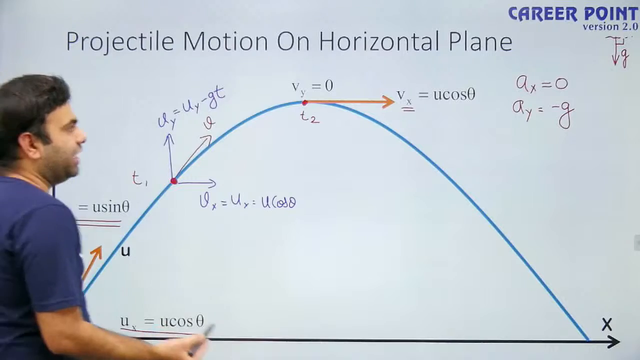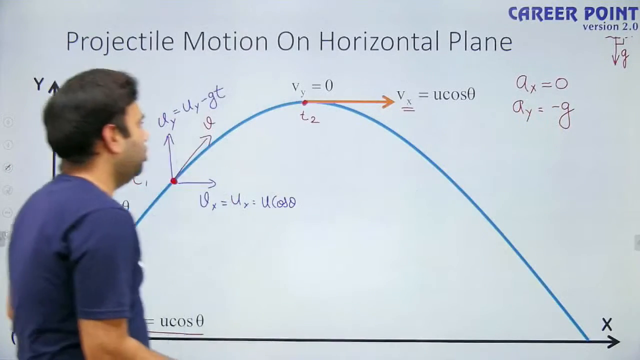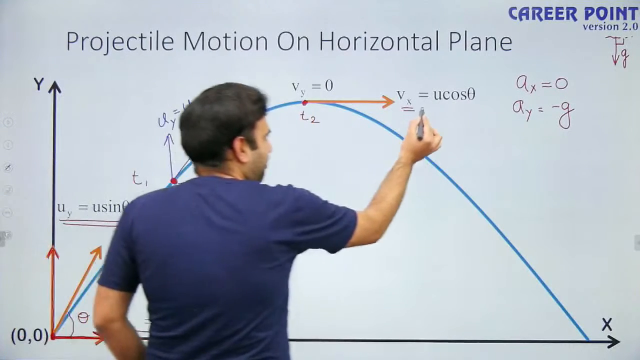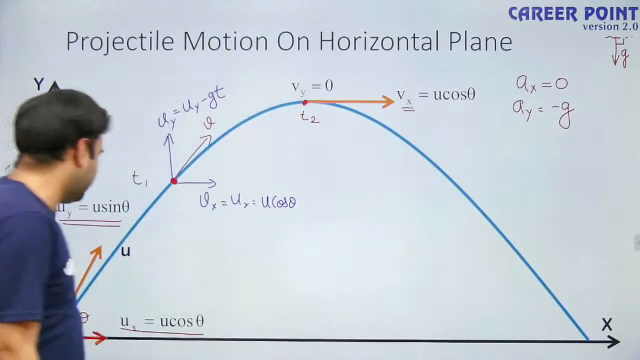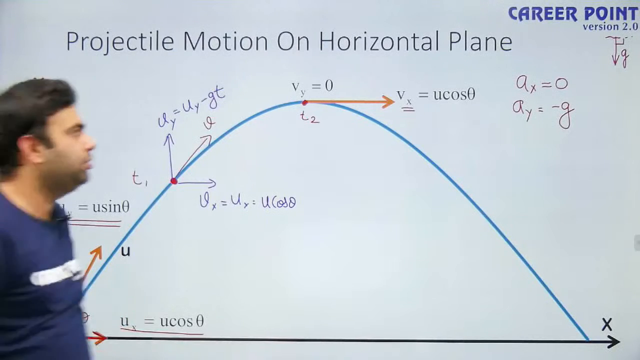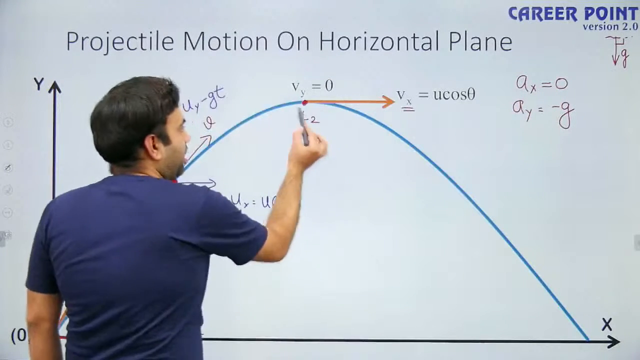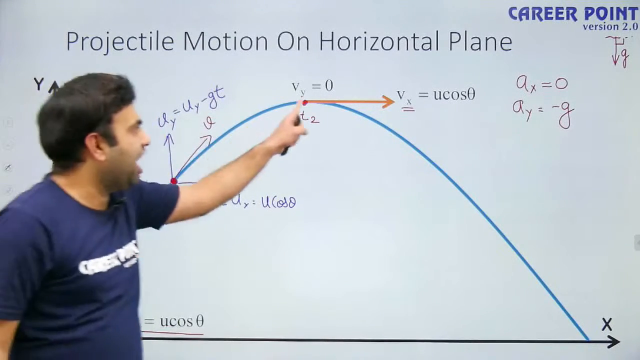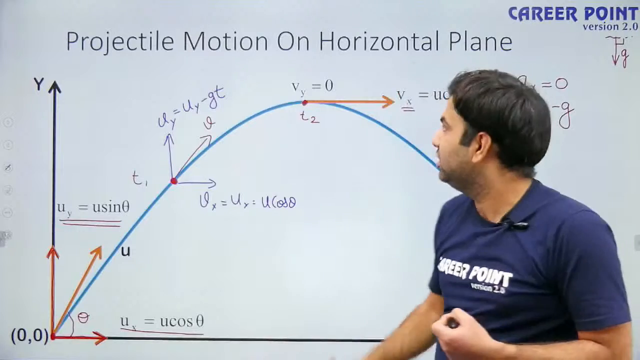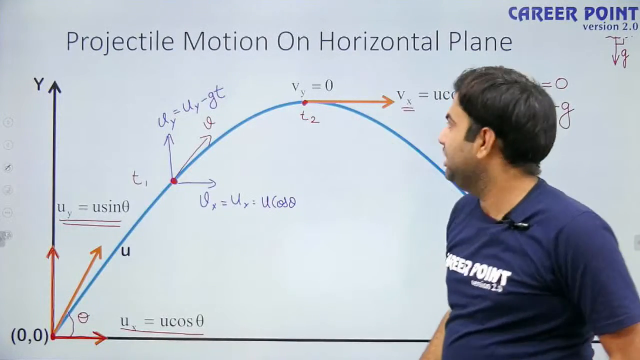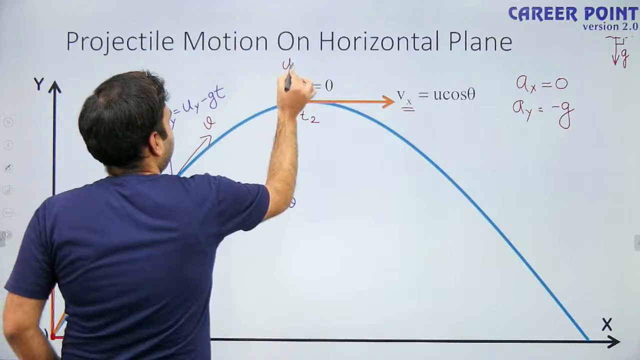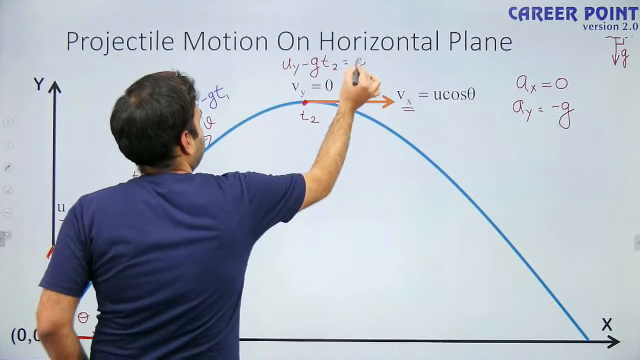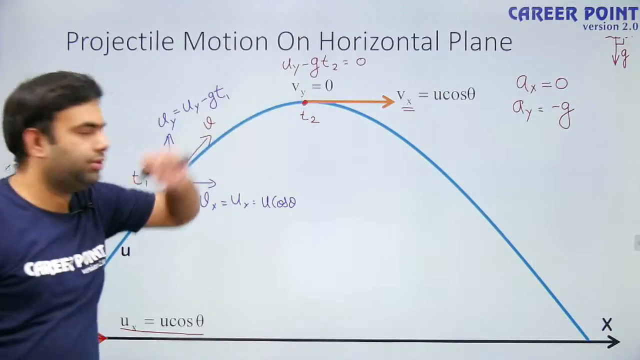As you know, there is no acceleration in x direction, so velocity component in x direction will not change. At the highest point, velocity in x direction is the same as the initial velocity in x direction, because there is no change in velocity in x direction due to this 0 acceleration. So velocity in x direction is u cos theta. And at the highest point velocity in y direction is equal to 0. That means we can say that uy minus g t2 is equal to 0 at highest point.